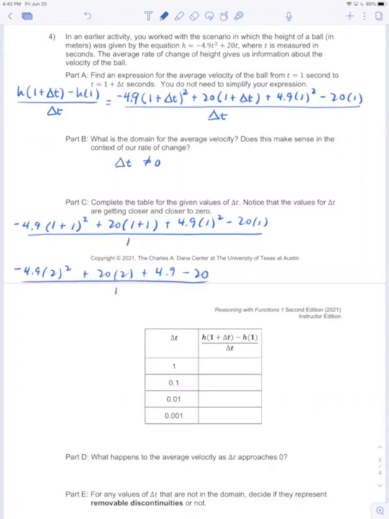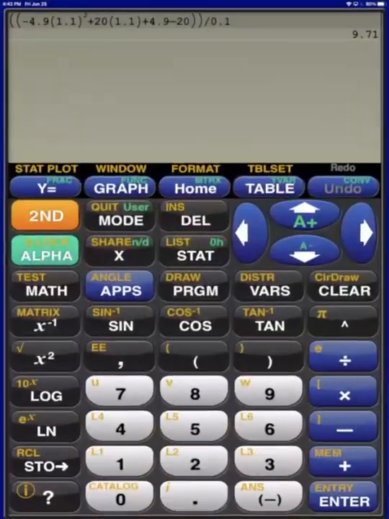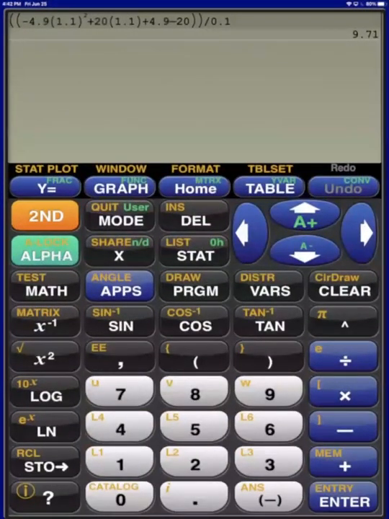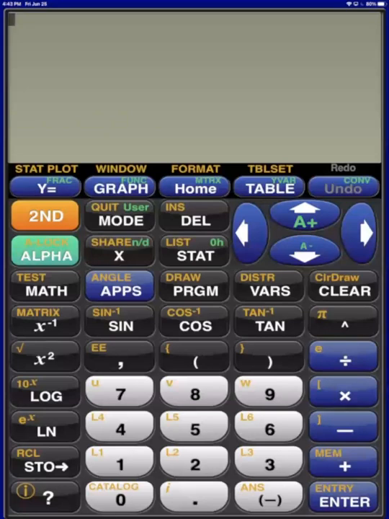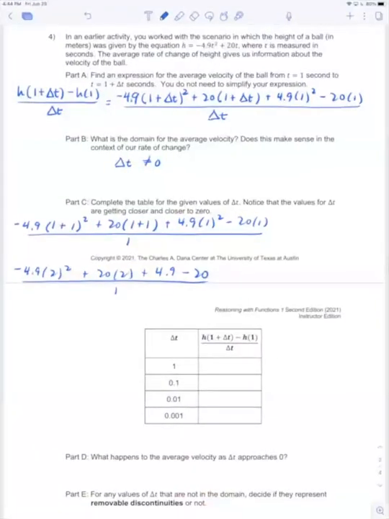So let's go ahead and go back to the calculator. All right, let's enter this in. We have negative 4.9 and then we have 1 plus 1, and that's going to be squared. And then we have a plus 20 times 1 plus 1 and plus 4.9 times 1 squared minus 20. And we get 5.3. So let's go back to our table here and put in 5.3.